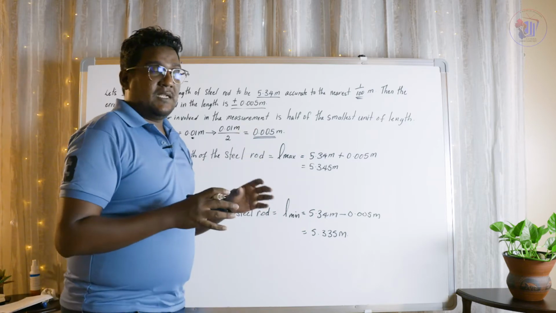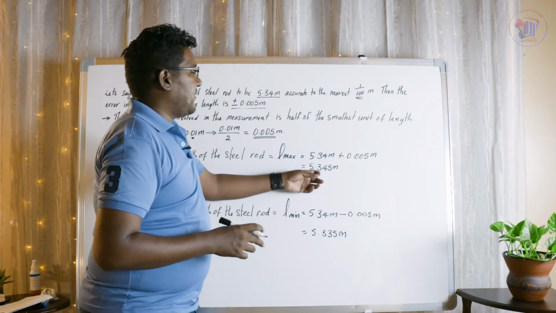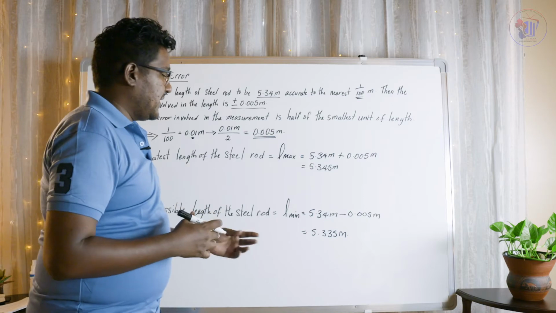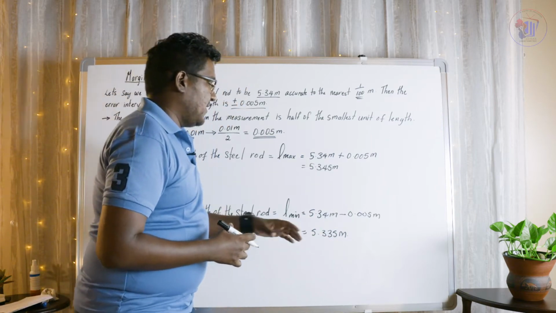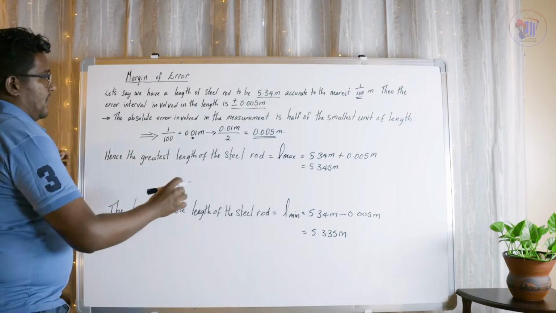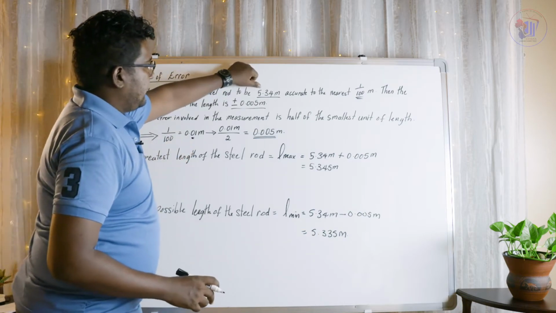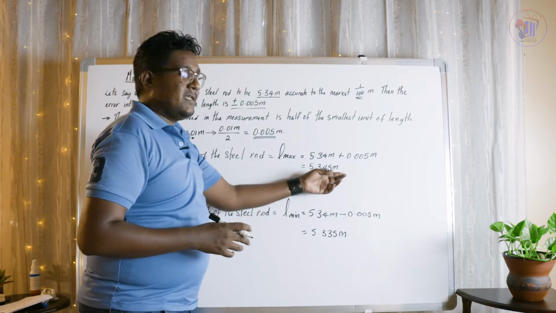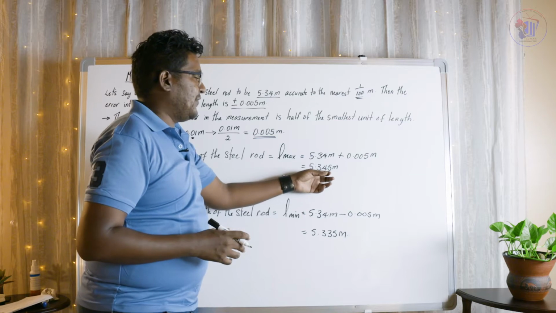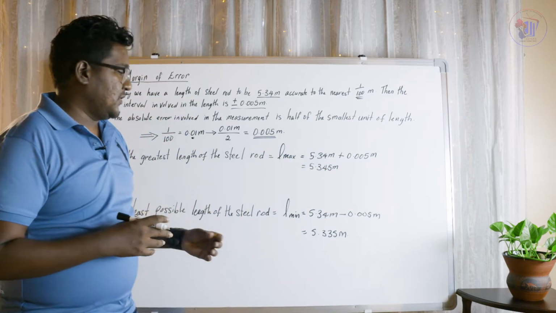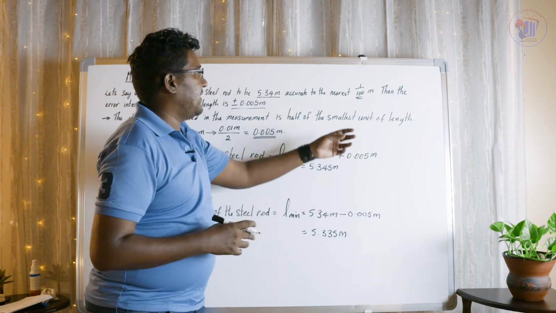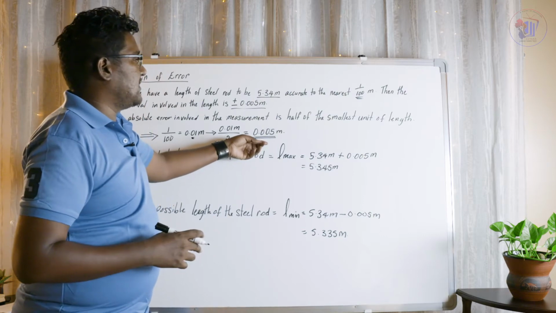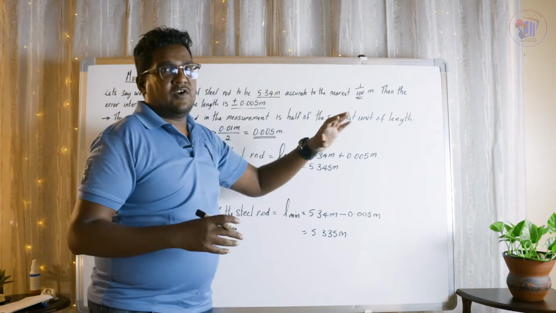Now, what does this mean? The maximum length that we could get from this steel rod would be 5.345 meters, and the minimum length we could get is 5.335. So what we're saying is that when you purchase the steel at 5.34, the longest piece of steel you could receive is 5.345, and the shortest piece of steel you could receive is 5.335, given that we're working with an absolute error of 0.005, which is half of 1/100 meter.